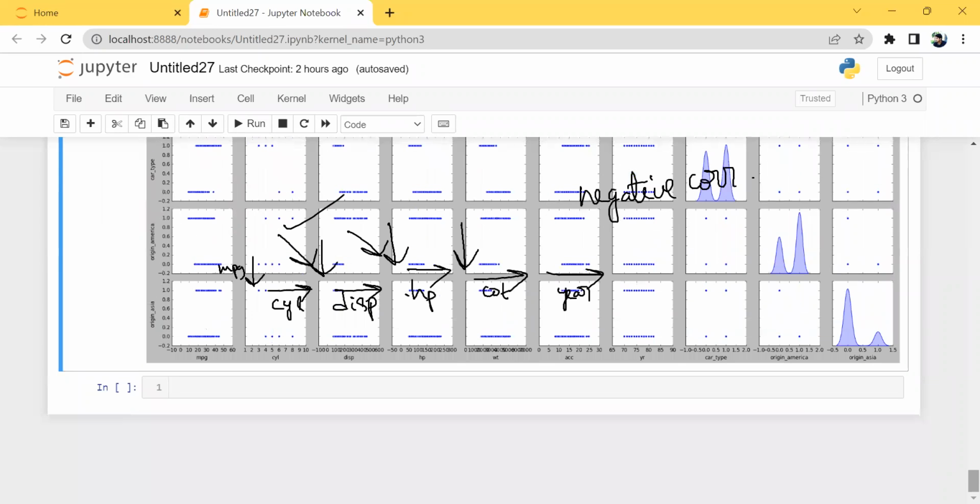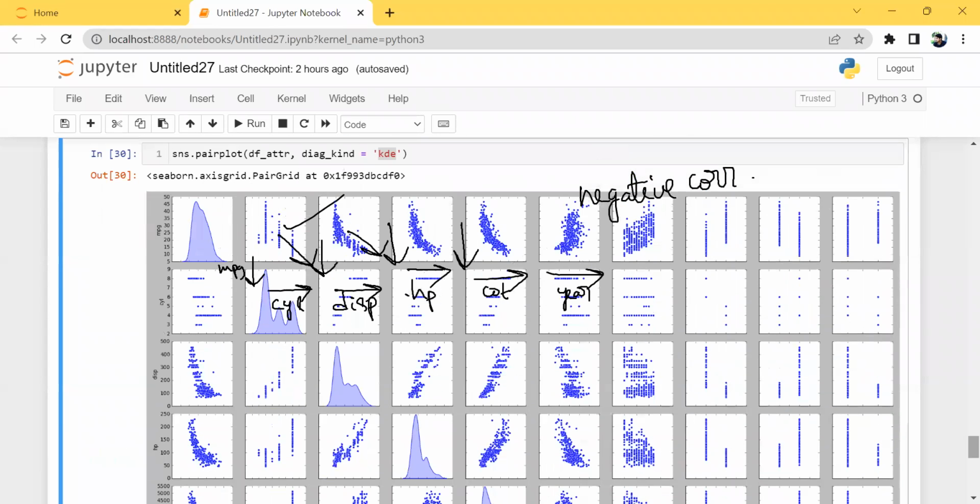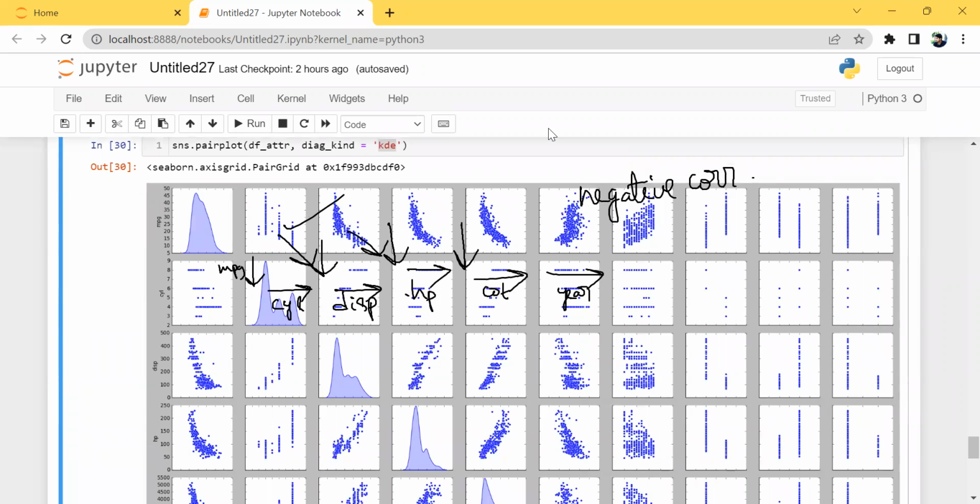And this is the year here? No, sorry, that's an acceleration. So it is saying there is no kind of relationship between acceleration and mpg. Why? Because as the acceleration increases, there is no proper trend. This is a pure scatter. It's not even increasing, it's not even decreasing. So there is no relationship here.